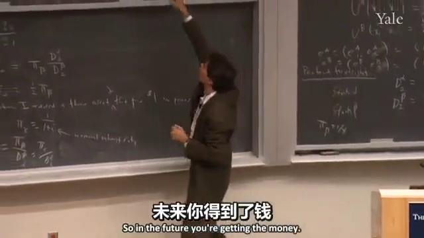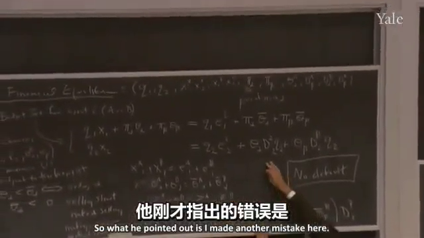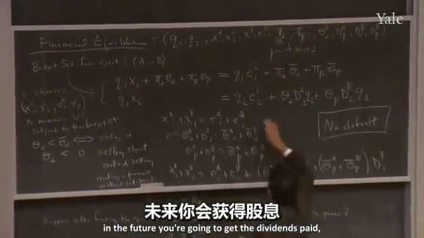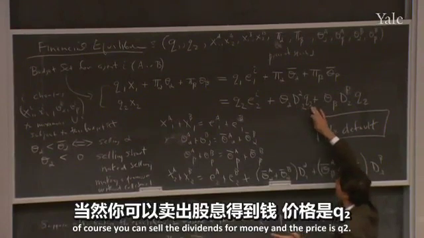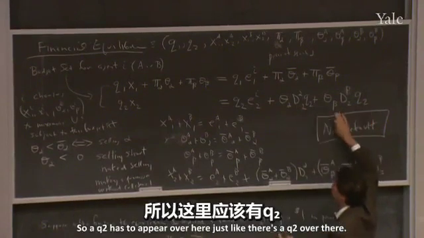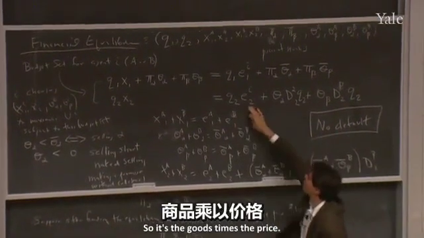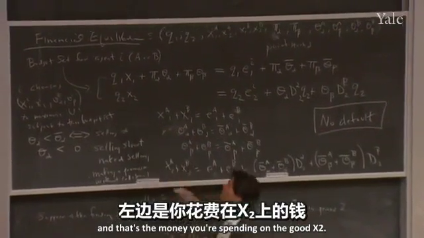So in the future, you're getting the money for... So what he pointed out is I made another mistake here. In the future, the money you're spending on goods in the future, you're going to get the dividends paid. Of course, you can sell the dividends for money, and the price is Q2. So a Q2 has to appear over here, just like there's a Q2 over there. So it's the goods times the price. That's the money you're getting in the future, and that's the money you're spending on the good X2.